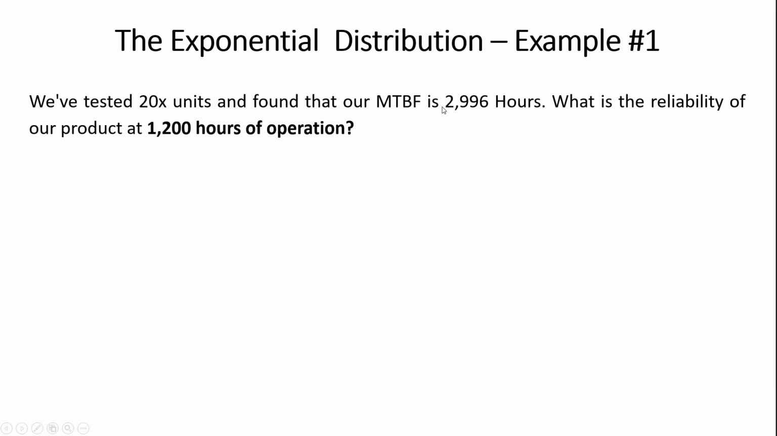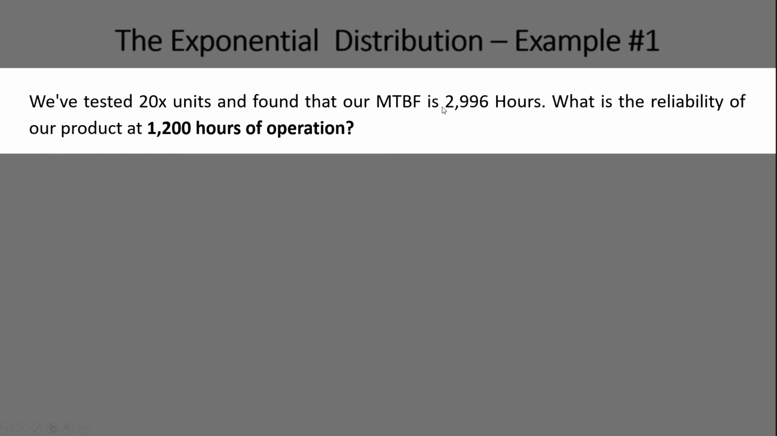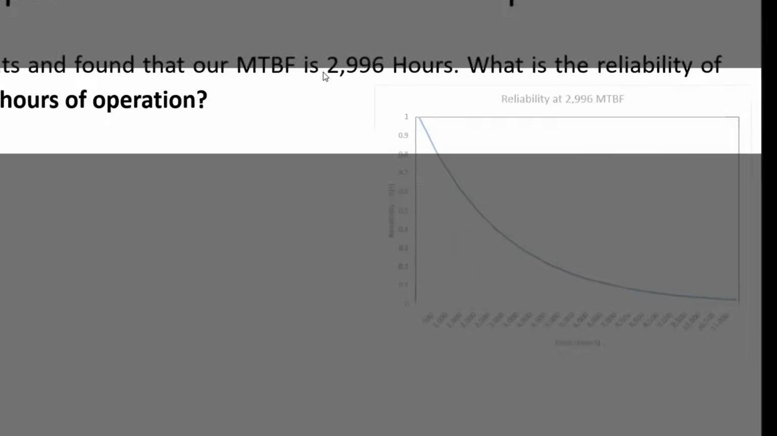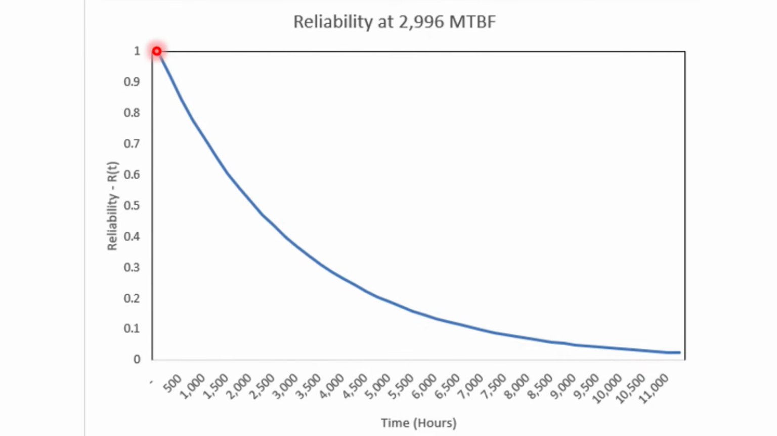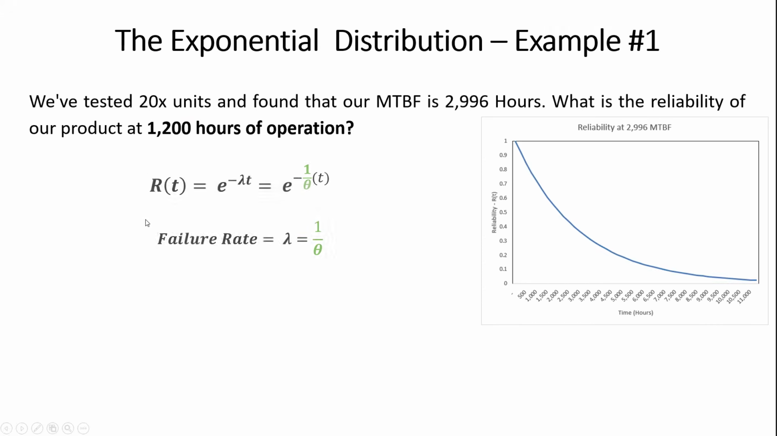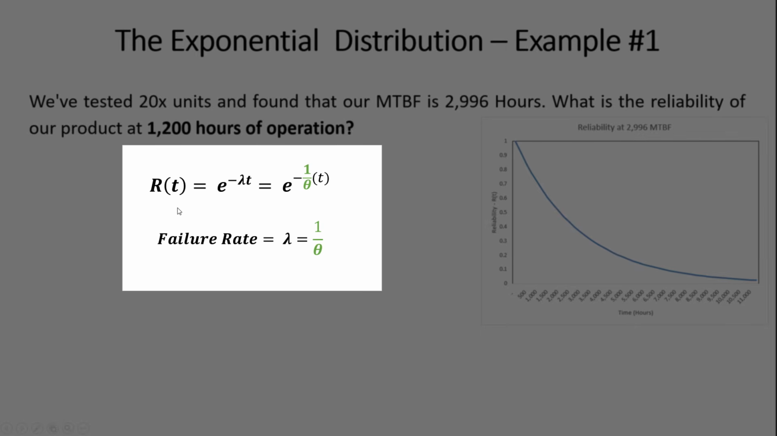All right, let's do an example real quick. So you've tested 20 units and you found that your mean time between failure is 2,996 hours. What is the reliability of our product at 1,200 hours of operation? So here's a reliability curve of a product that is exponentially distributed, right? We're in that useful life region. And our mean time to failure or mean time between failure is 2,996 hours. Here's how we calculate reliability.